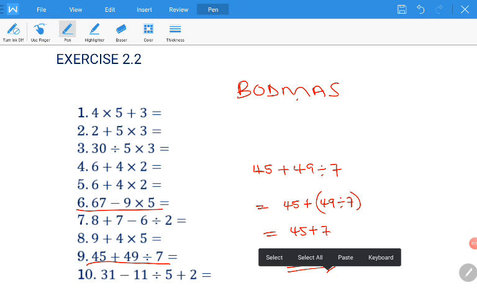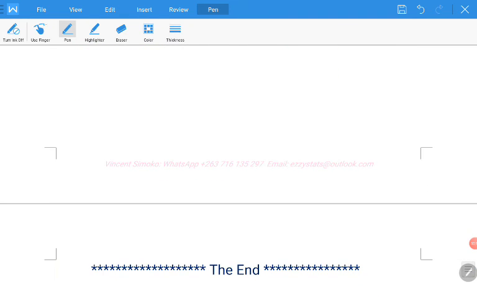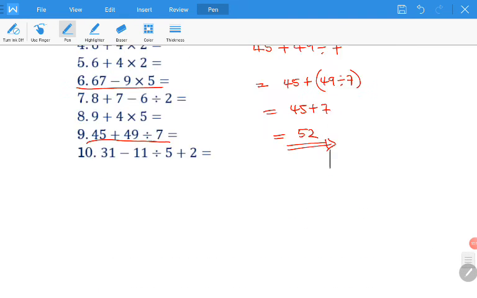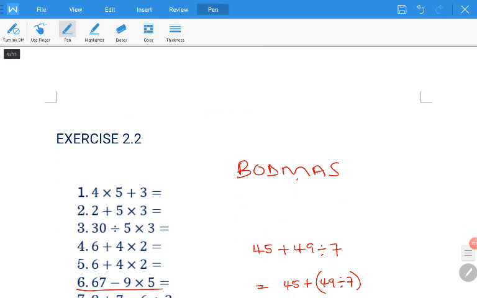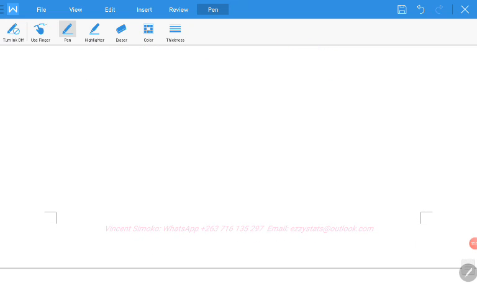So expressing in that format, I expect you to practice doing these other exercises. If you want more exercises on this one, please hit me up on my WhatsApp number. Then I will share with you more problems, even on other topics that we have touched before.